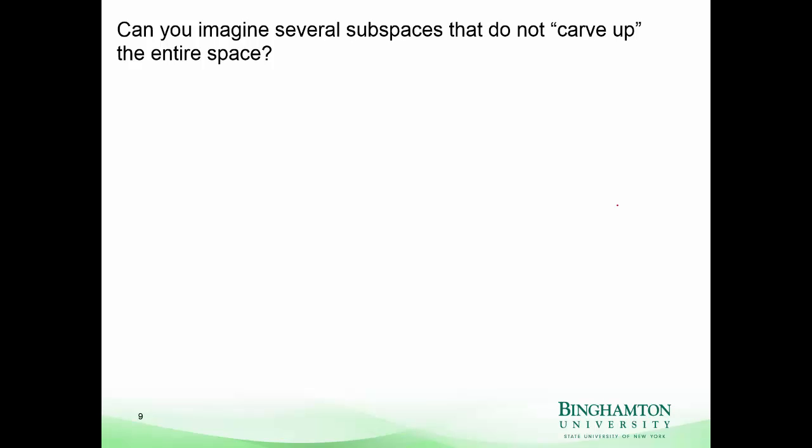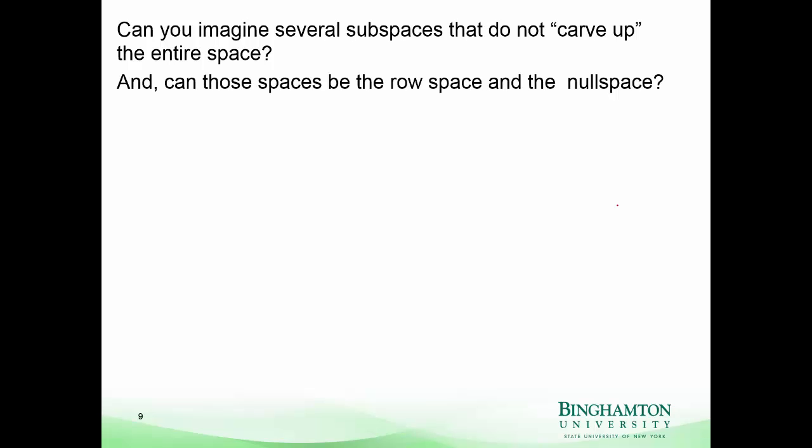So we've been looking at these subspaces, talking about one subspace that's orthogonal to another, and we've been talking about the column space and the null space working together, say within Rm or Rn. Now let's try to think about several subspaces that do not carve up the entire space. In other words, can we think about some subspaces that don't hit every possibility within the space?